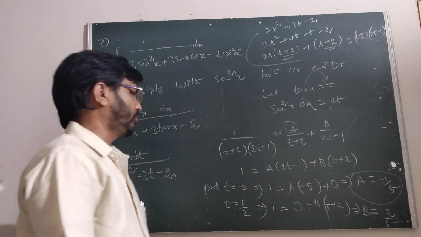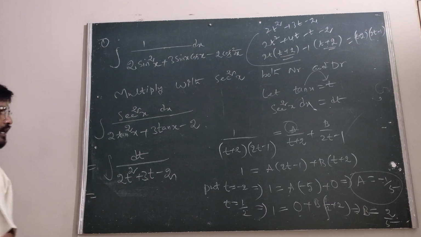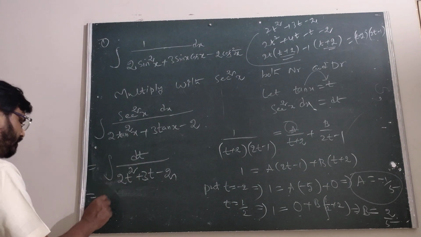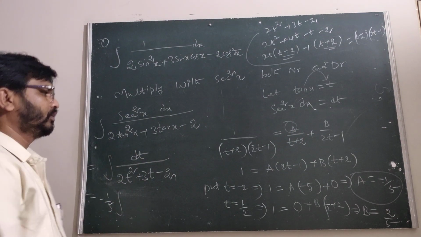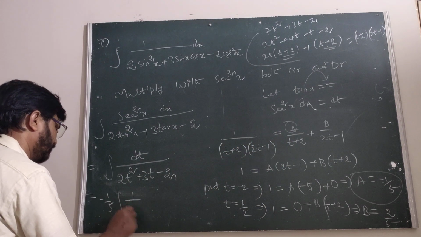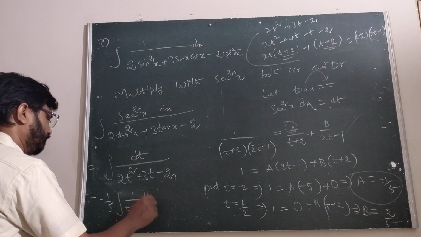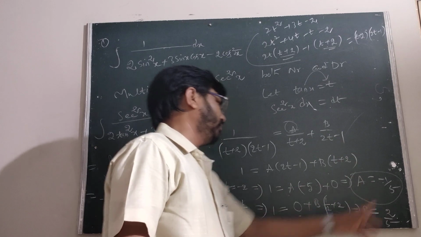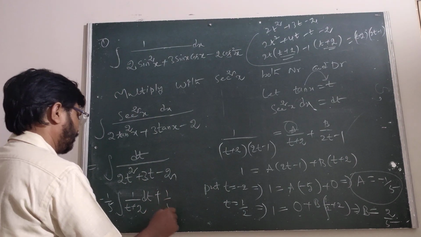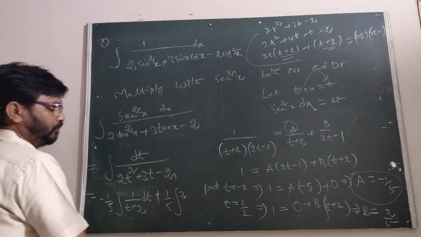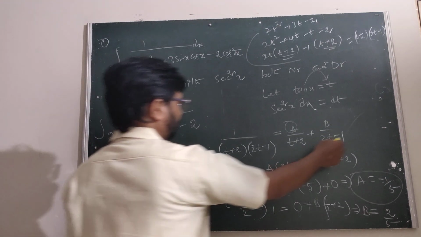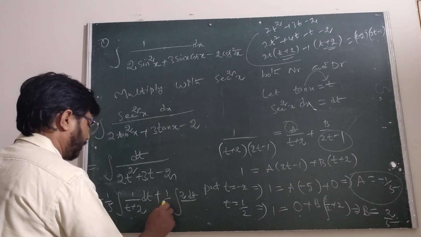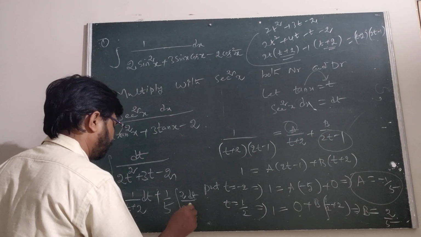The value of a is minus 1 by 5. Now we can write the integral: minus 1 by 5 into 1 upon t plus 2, dt. Now the value of b is 2 by 5, so plus 2 by 5 into 1 upon 2t minus 1, dt.